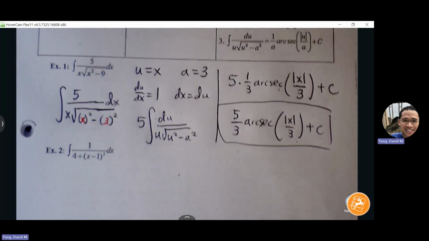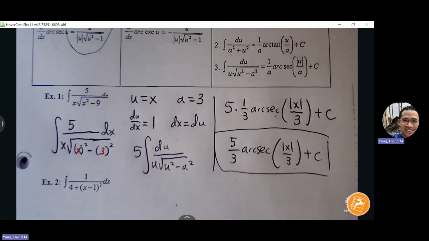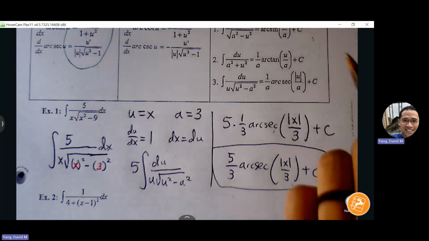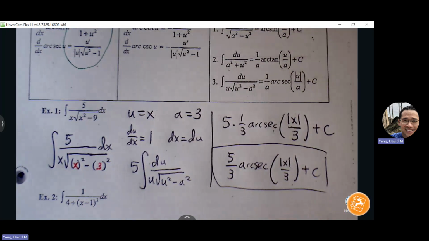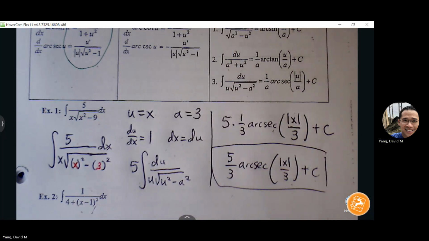Okay, number 2. If we were forced into one of these 3 rules, which one would be the best fit, you think? Because there's no square root, right? So that's an easy giveaway. If we're deciding between these 3 arc or inverse trig rules, then without the square root would be obviously the arctangent.